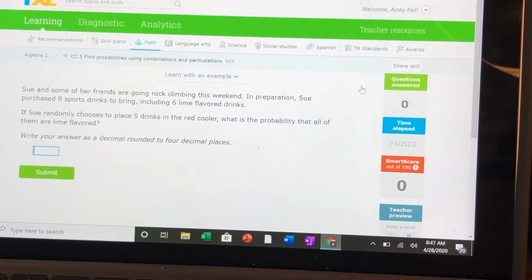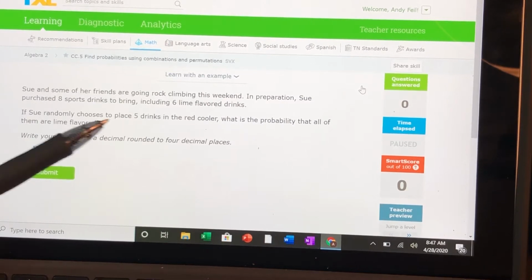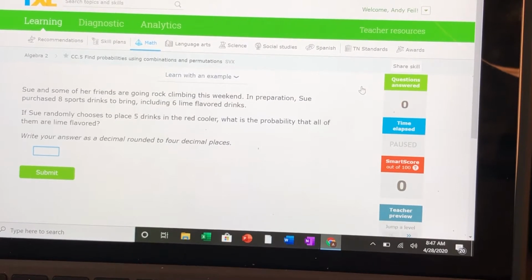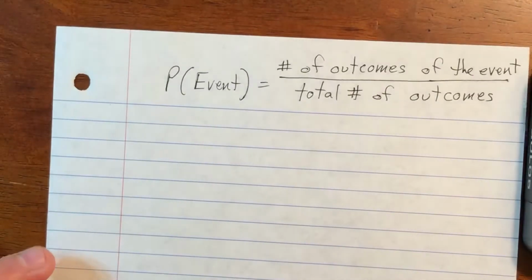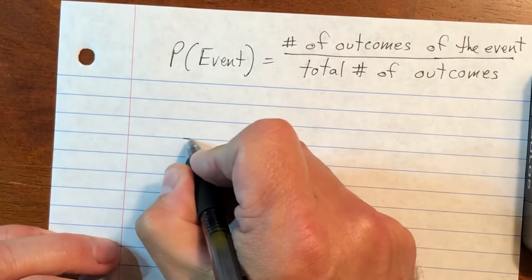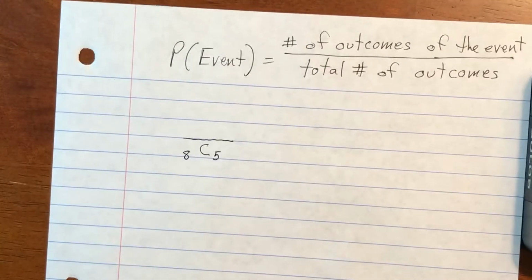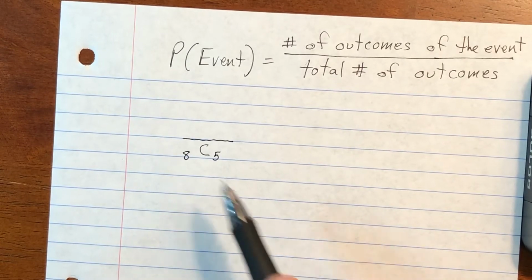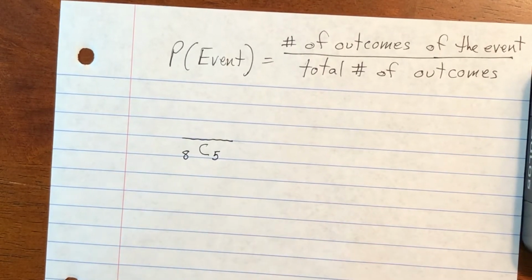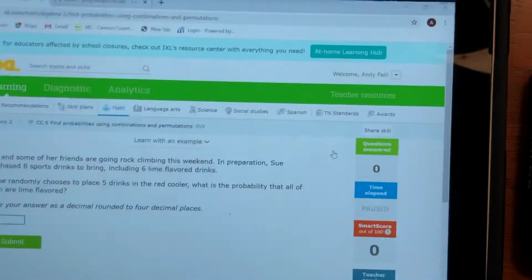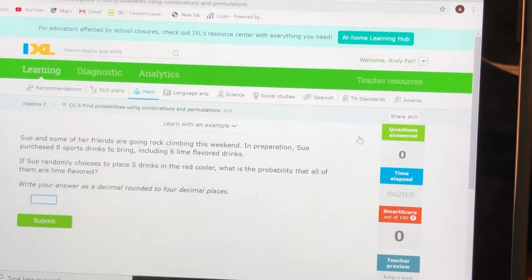So ask yourself, how many sports drinks does she have to choose from? 8. And how many of them is she placing in the red cooler? 5. So that means 8 choose 5. We have 8 possible sports drinks to choose from. We're putting 5 of them in the red cooler. And I'm going to switch back and forth between paper and the computer here so we can do this. So I think we've got 8 choose 5 in the denominator for this one. That's the total number of possible outcomes that can happen. There are 8 sports drinks to choose from. She's choosing 5.